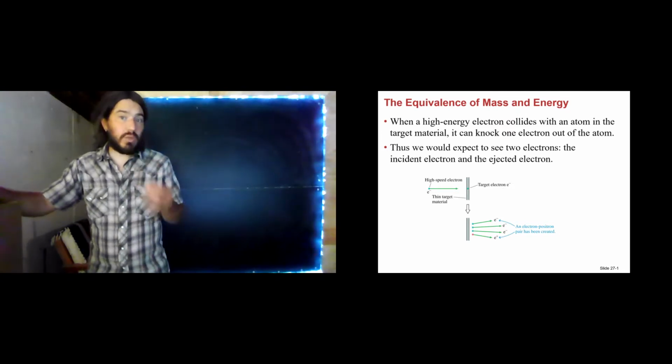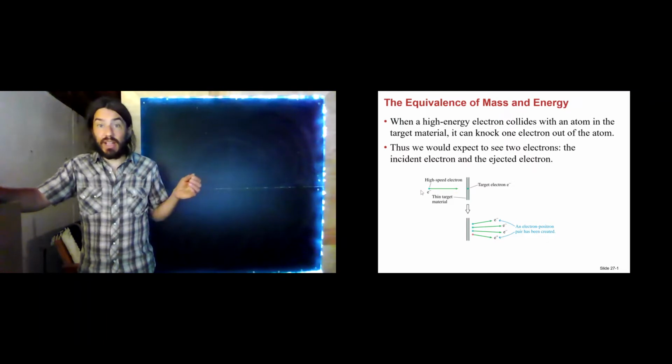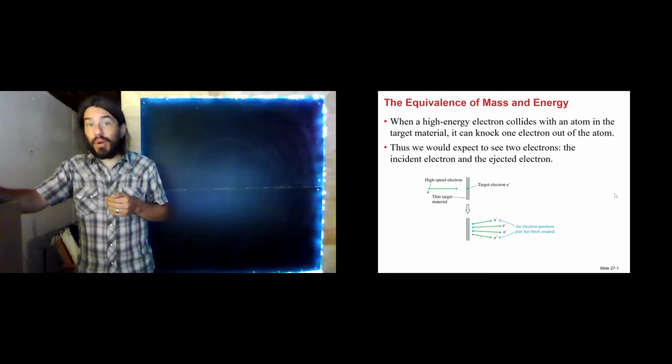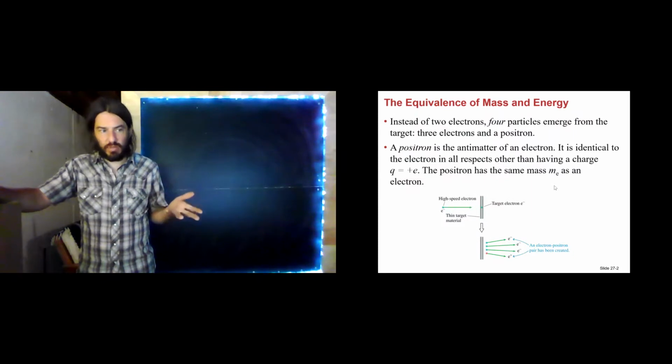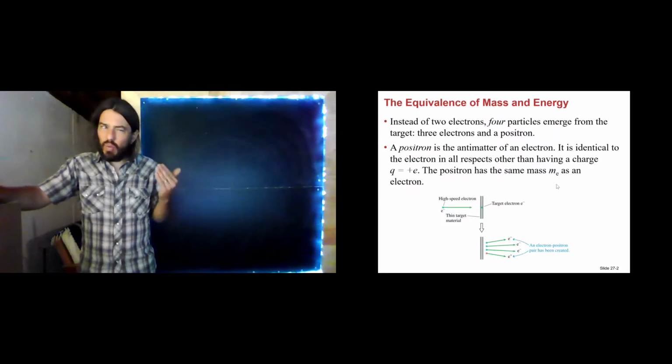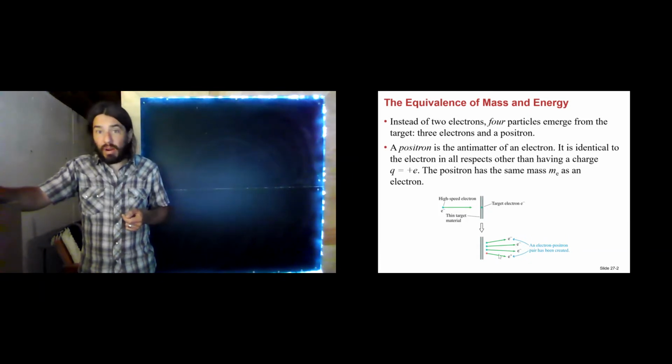So what we'd really expect is that the high-speed electron that was incident on the target and our target electron would both come out on the right side of this target. That's what we would expect to observe. But instead, we don't, all the time. We might observe 4 particles come out: the 2 electrons we expected, and also an electron-positron pair.